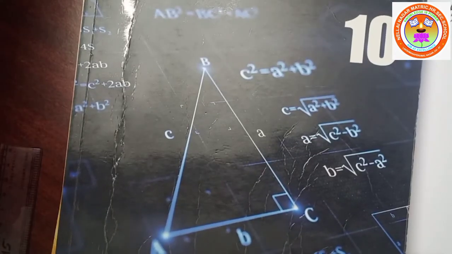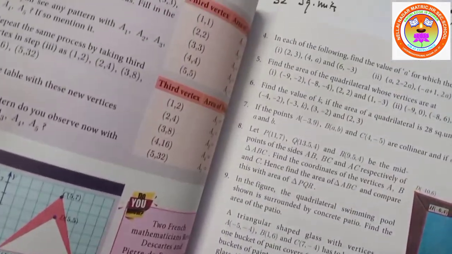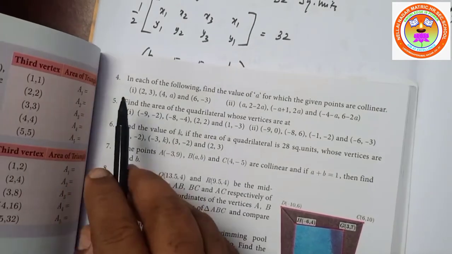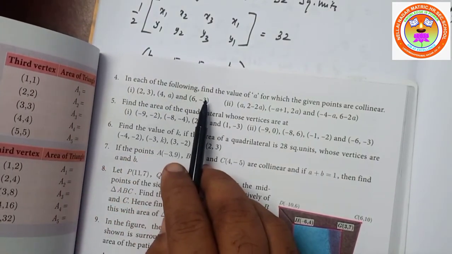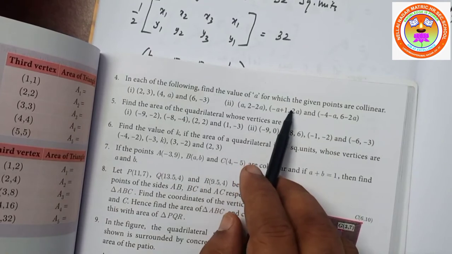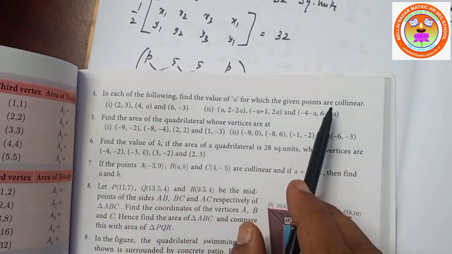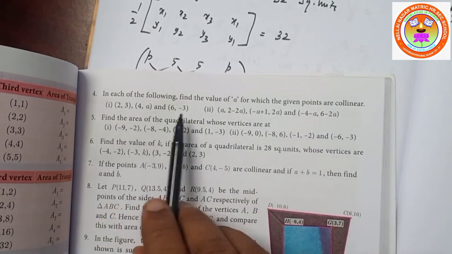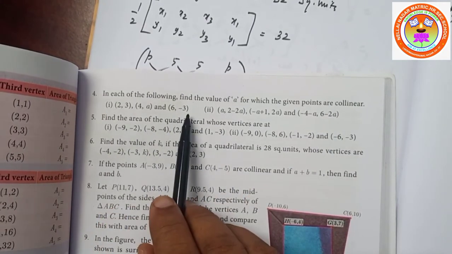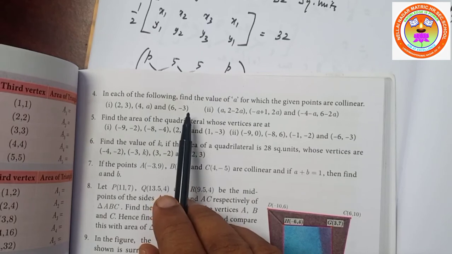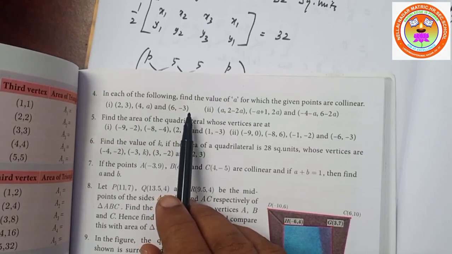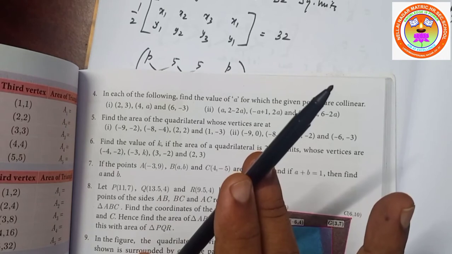10th Standard Mathematics, Chapter number 5, continuation of exercise 5.1. Now, problem number 4. In each of the following, find the value of a for which the given points are collinear. Two subdivisions are there. You are given the points are collinear. What does it mean? All the 3 points lie on the same straight line. Therefore, area of triangle ABC is equal to 0. Correct?